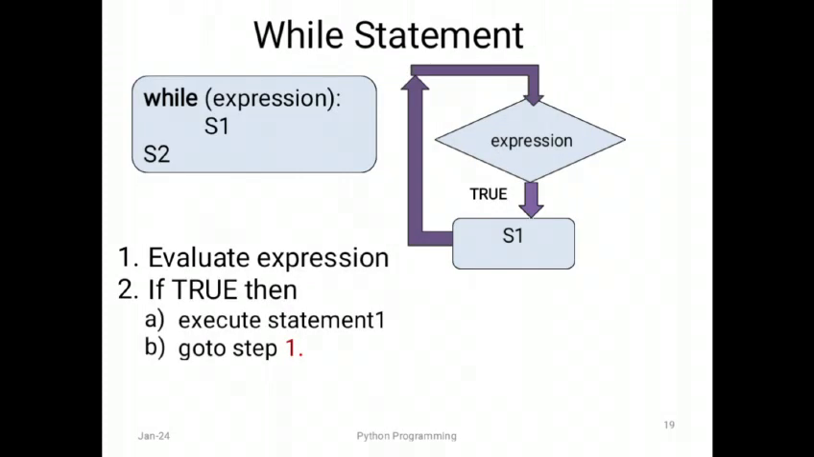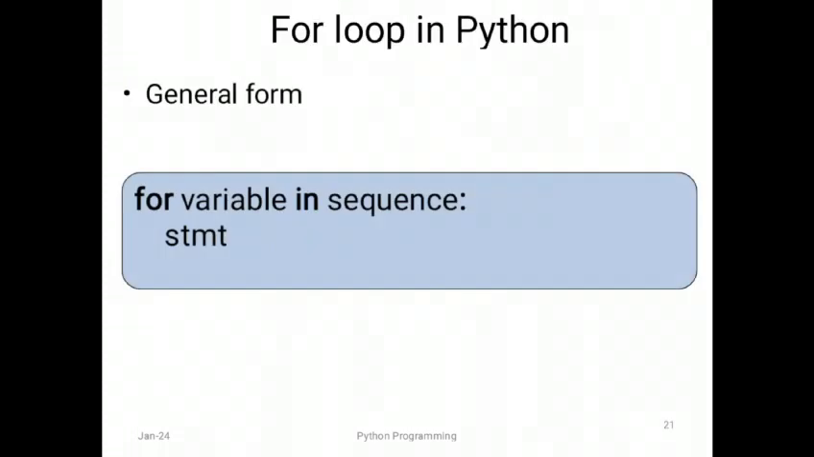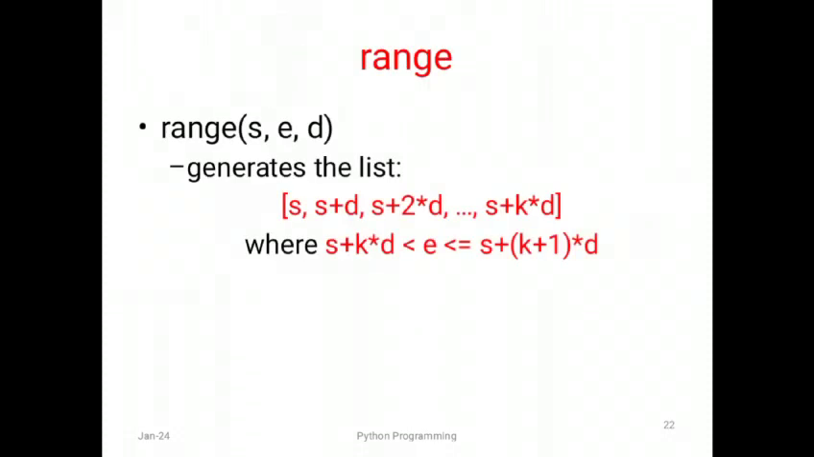Then the while statement. In a while statement, if the condition present in the while is satisfied, the control will be executed inside the loop. Otherwise, the control will not be executed inside the loop. Then the for statement. The general syntax for the for form is: for variable in sequence, then statement, range. Range gives the range of values for the execution.